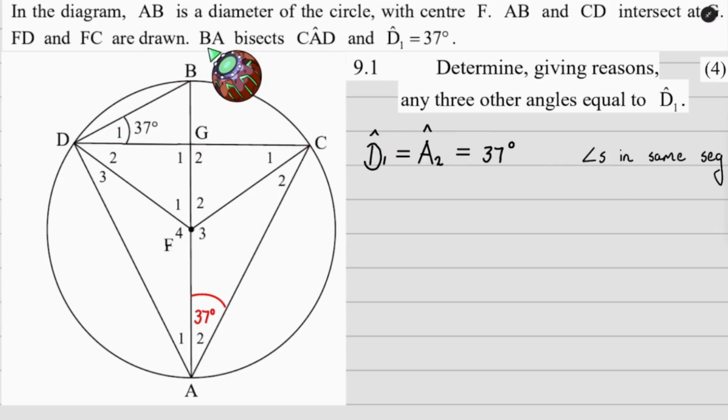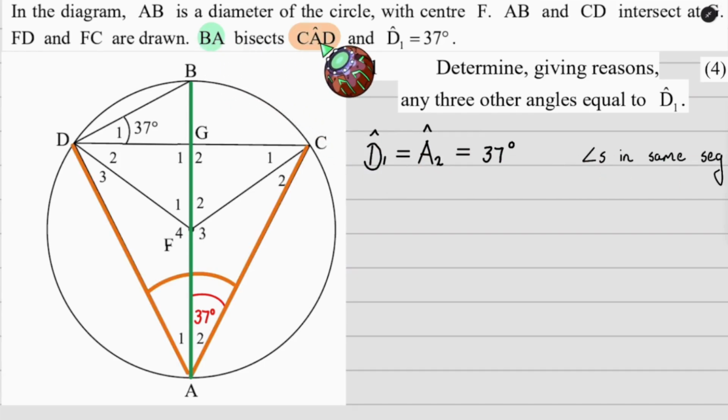Okay, now this is where this piece of information becomes very important. The line BA is going to cut angle CAD perfectly in half. So it's a very snooty way of telling you that angle A1 and A2 are equal. It's saying this orange angle is going to be cut perfectly in half by this green line, and you're going to get 37 for A1 and 37 for A2 over there.